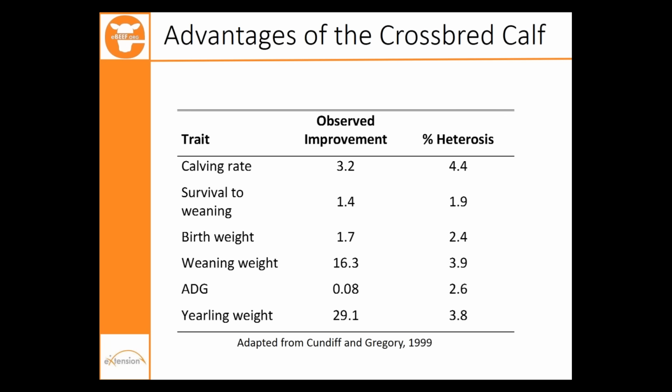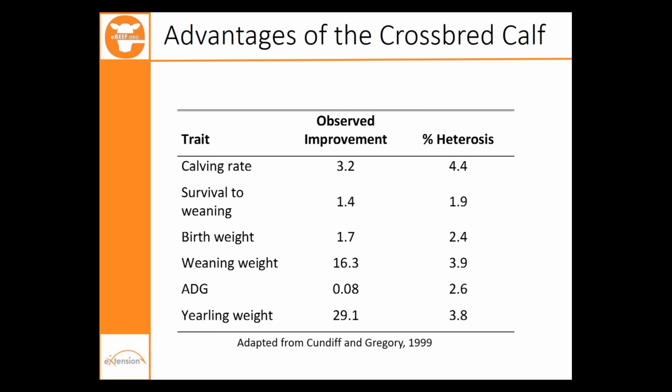If we think about the advantages of crossbred calves over their straight bred counterparts, here's a few of the traits. So calving rate: crossbred calves survive their in utero experience about 3.2% better calving rate over their straight bred counterparts. Survival to weaning about 1.5% more. About a 1.7 pound increase in birth weight.